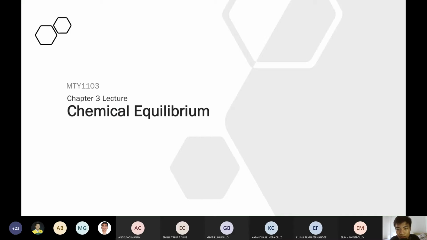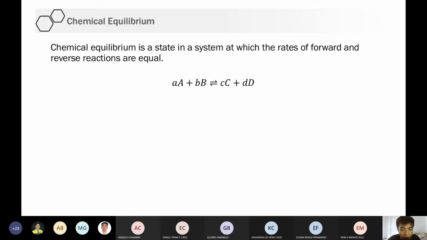Okay, so let's start chapter 3, part 2. Okay, about equilibrium now. So last time, ano yung na-cover natin? We were able to cover the equilibrium concept. So according to equilibrium concept, it is a state of your system wherein the rates of the forward and reverse reaction is equal na. So ibig sabihin, yung reactants na pupunta sa products, pero yung products bumabalik din sa reactants at the same time. Okay? So that is a state of system wherein two reactions are happening at once, forward and reverse reactions.